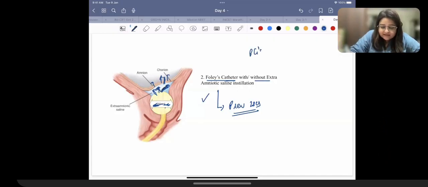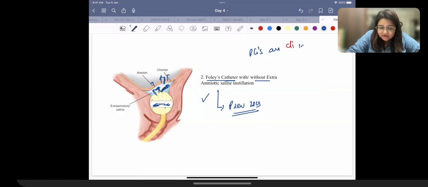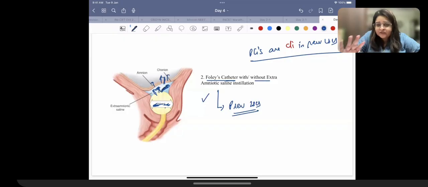Remember, prostaglandins are absolutely contraindicated in a patient who has a previous cesarean section, a previous LSCS. Why are they completely, absolutely contraindicated? Because I told you they're very strong uterotonics. They can cause scar rupture. You can't predict how the contractions will be.